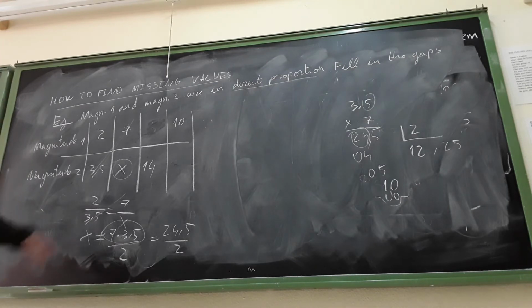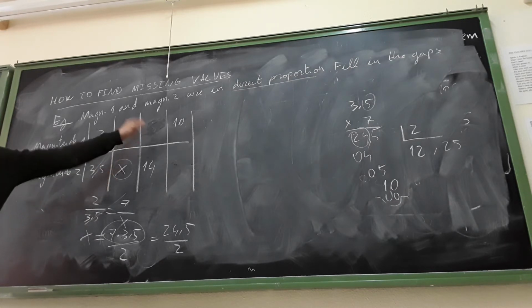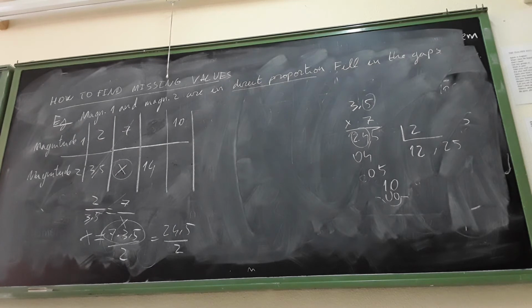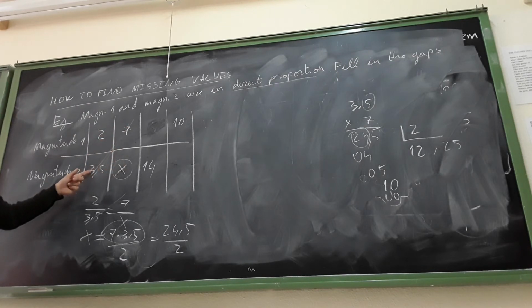Alright? So, the missing term is 12.25. That will be this number. Okay, what about this one now? Now we have this one, and now 2 times 12.25 must be equal to 7 times 3.5.